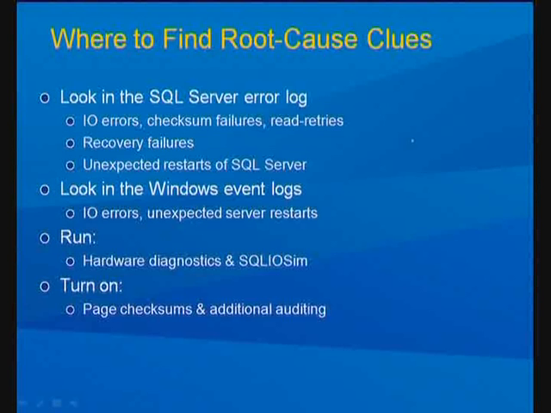When you do recover from a corruption, don't just carry on running. Always do a little bit of root cause analysis to figure out what happened. Something caused that corruption, always, okay? The odds are it's going to happen again. Next time you might not be quite so lucky, okay? So you can look in the error log, you can look in the event logs, you can run diagnostics, run SQLIOSim that I told you about, okay? And you can turn on page checksums, okay?